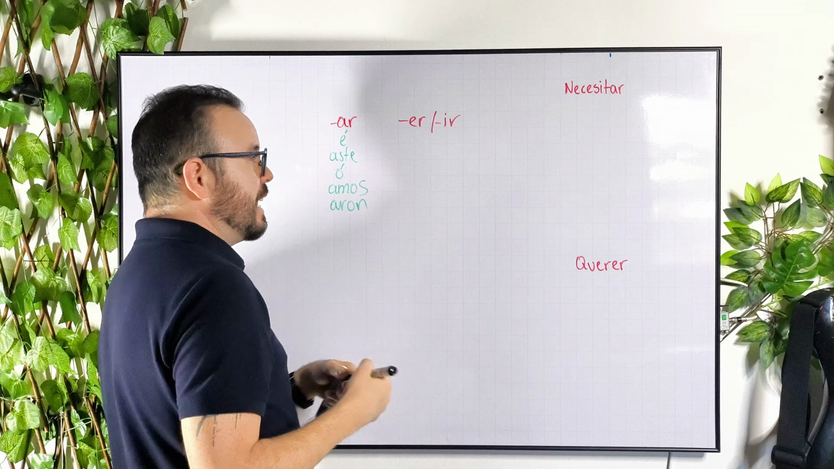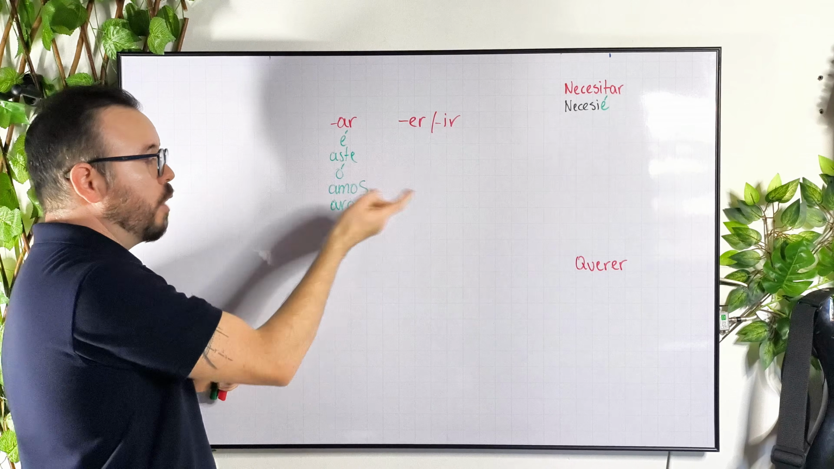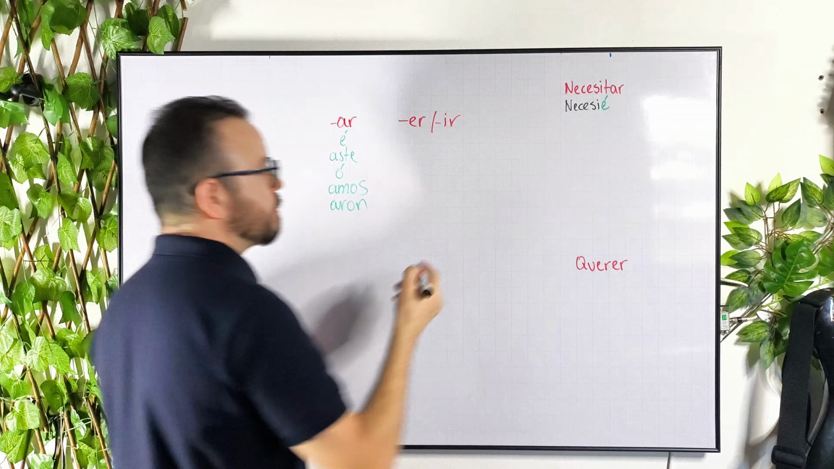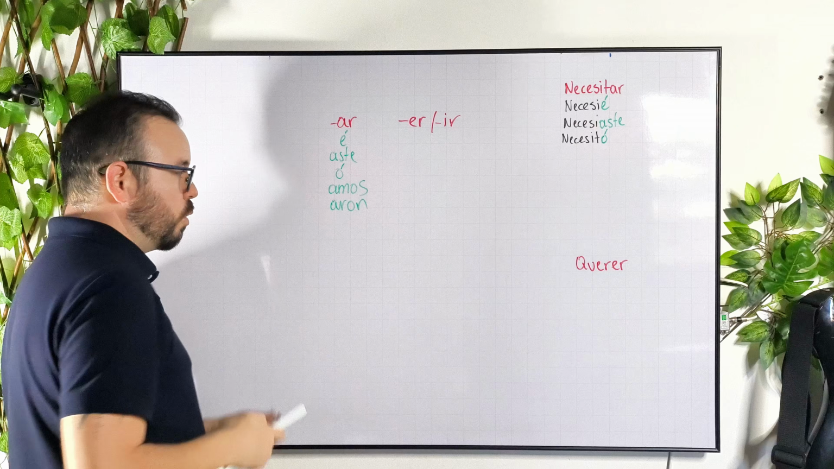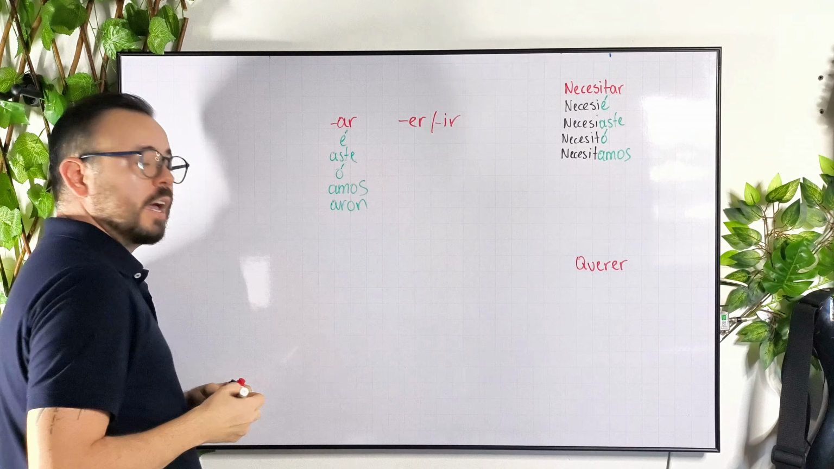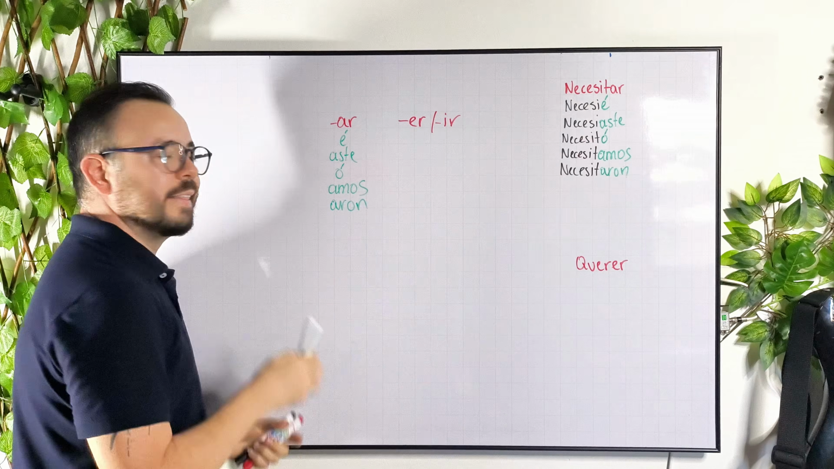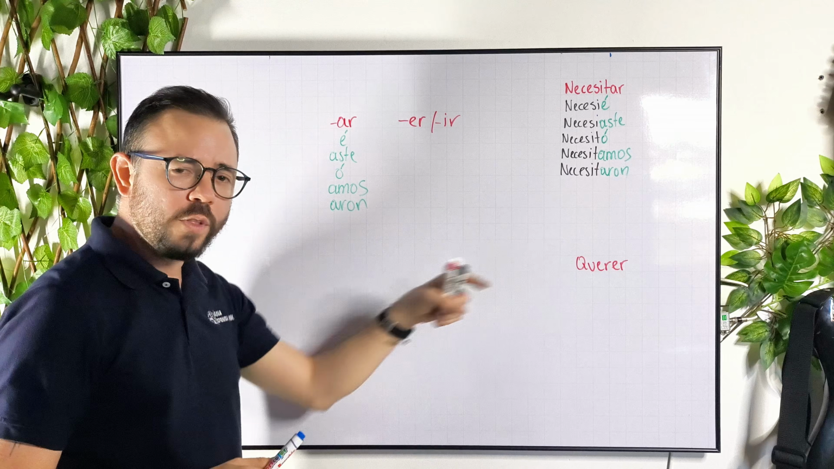So if I want to say I need it, I'm just going to say necesité, okay? This ending. Now, you need it, this ending, right? It will be necesitaste. Now, for the she form, we'll have necesitó. Then for the we form, we would say necesitamos with this ending. And for the they form, I'm going to say necesitaron, okay? This ending.